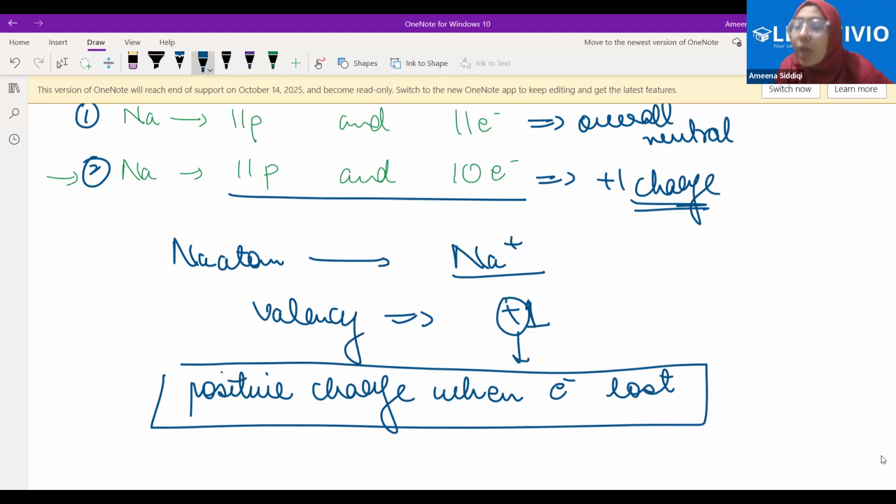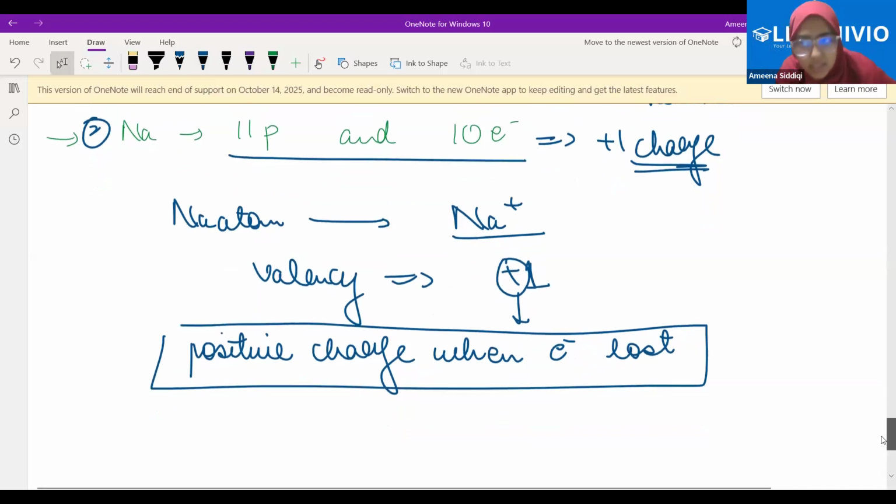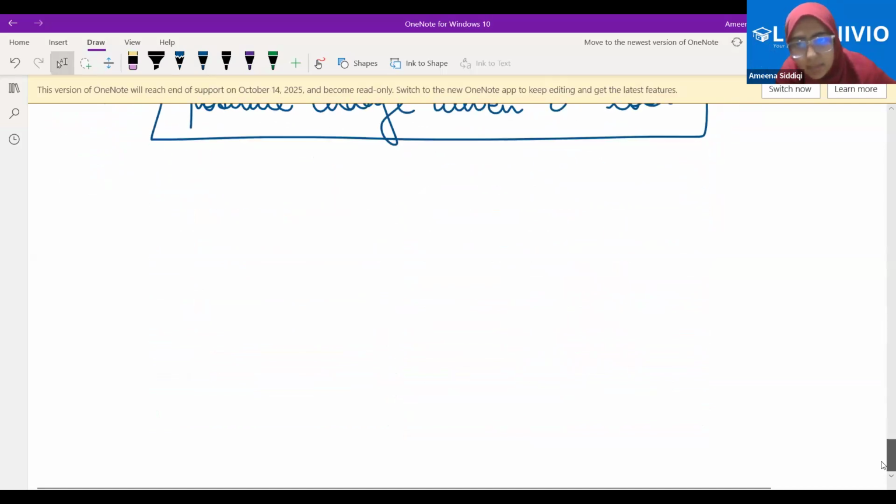Positive means what? Proton is more. Why can the proton be more? Definitely no more proton has been added. The number of electrons has been reduced, right? Is it understood? Clear? Fine.